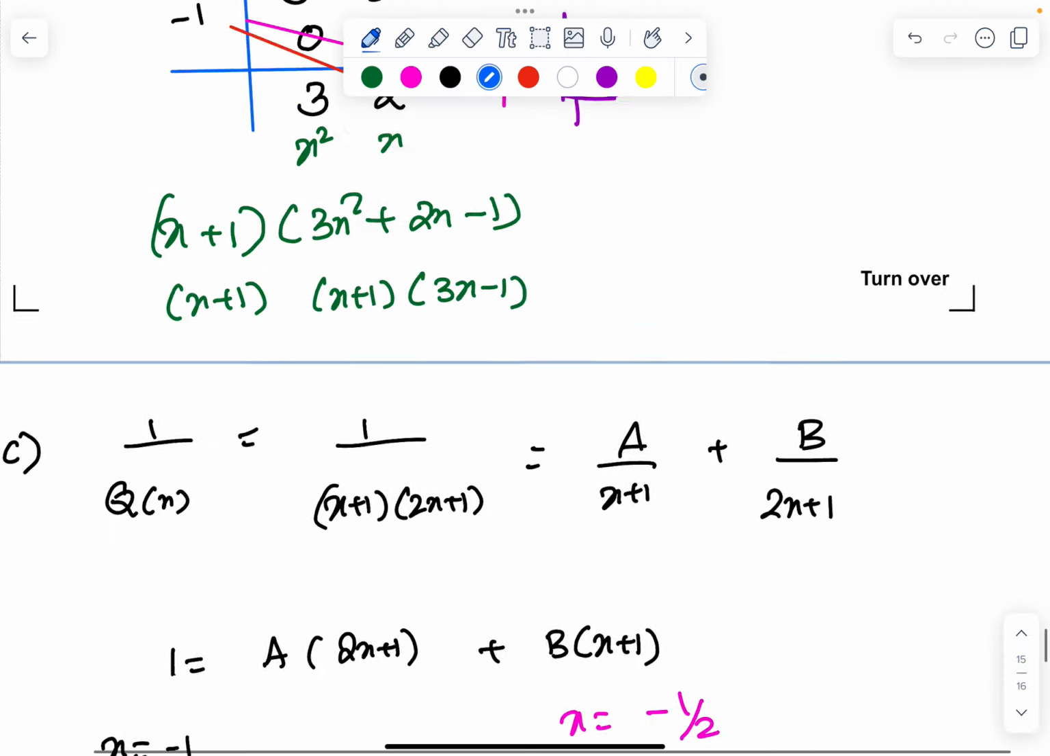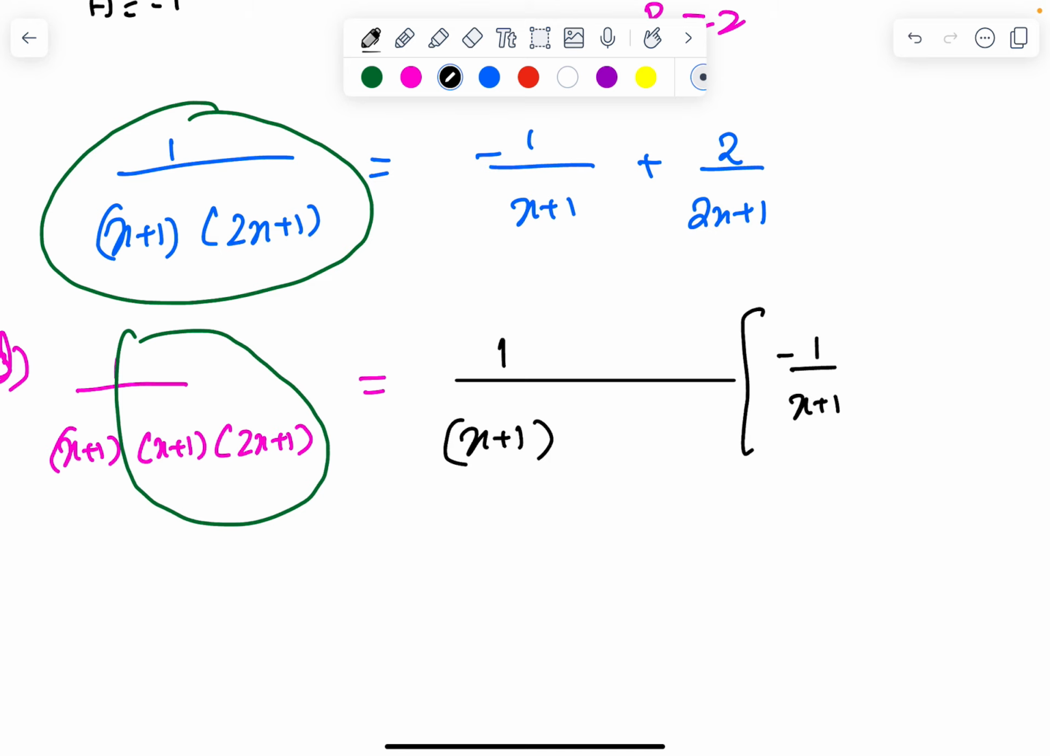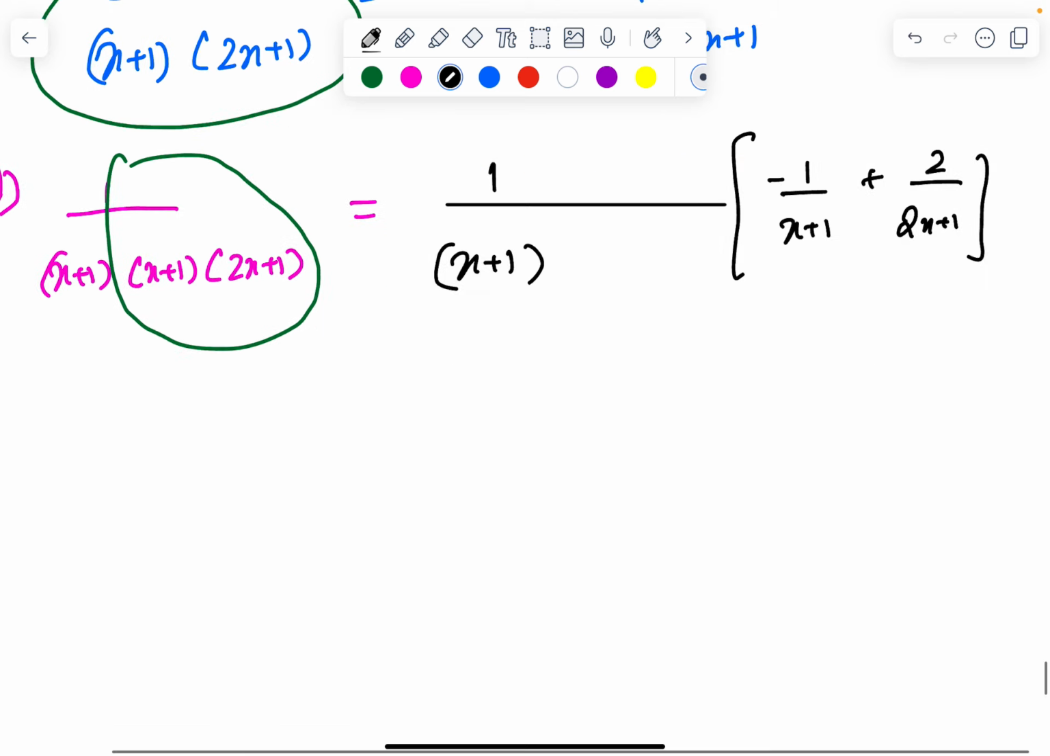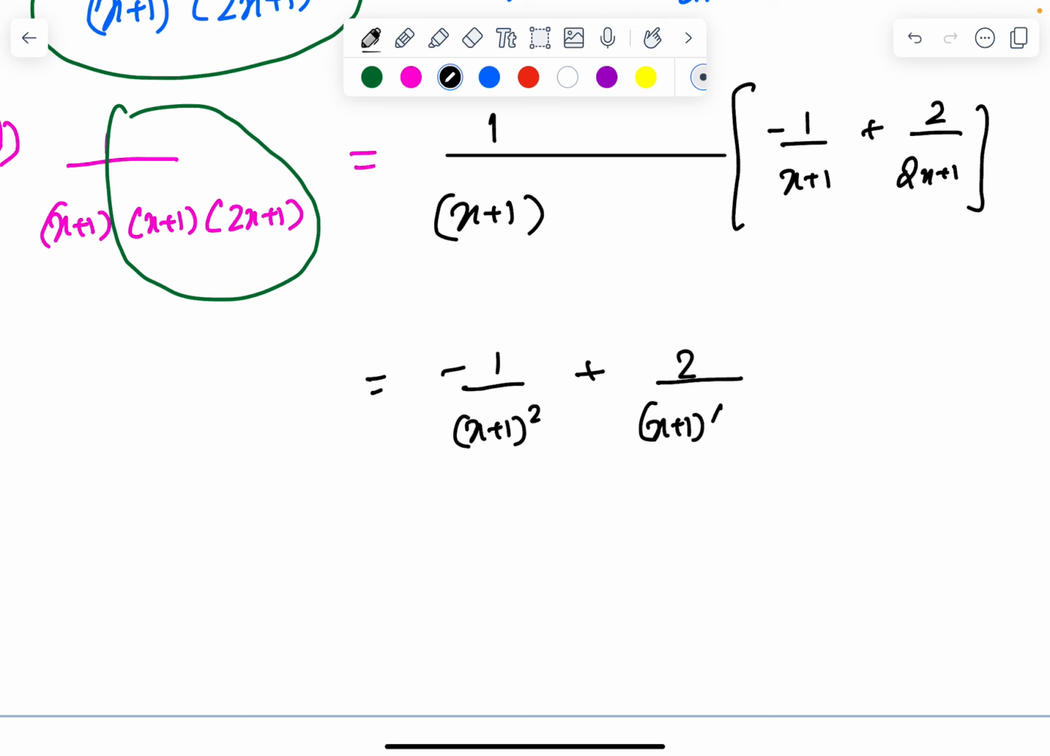So this is part D. 1 upon x plus 1 whole square times 2x plus 1 equals to... We can clearly see that this part and this part are the same. So it's going to be 1 upon x plus 1 times this entire fraction, which is minus 1 upon x plus 1 plus 2 upon 2x plus 1. So it is going to be minus 1 upon x plus 1 whole square plus 2 upon x plus 1 times 2x plus 1.